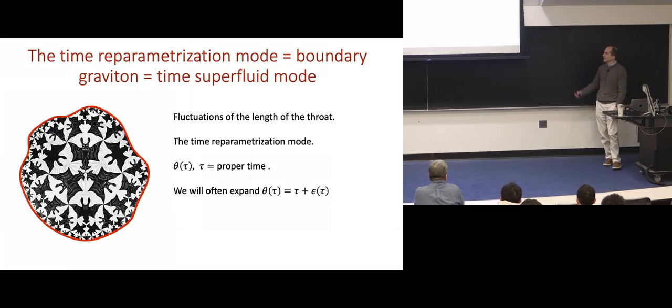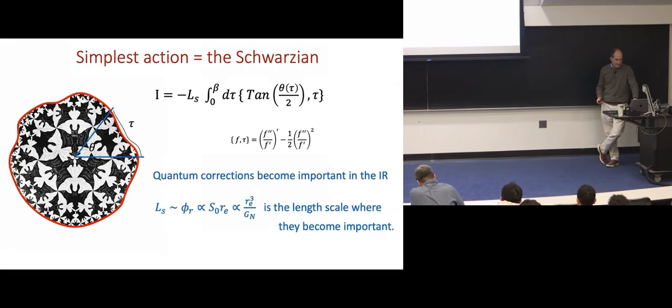And we can parameterize it in terms of a function, theta of t, where theta is the angle in this hyperbolic space. So here we're in Euclidean time. This is the Euclidean AdS2 or hyperbolic space. And theta is just the standard angle, and t is the proper time along the boundary.